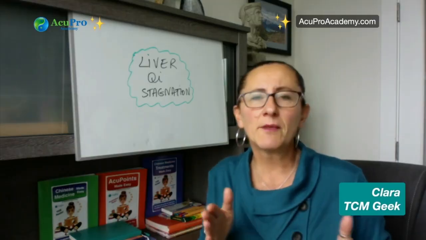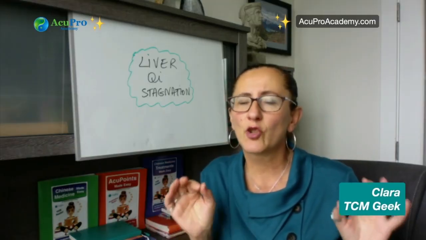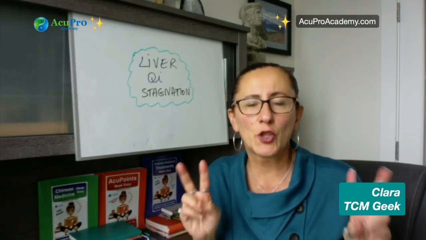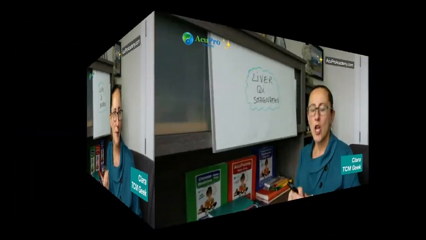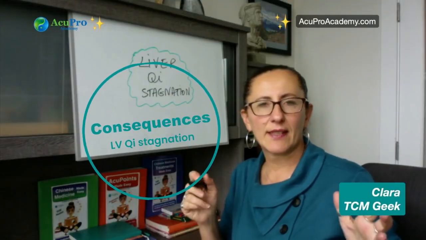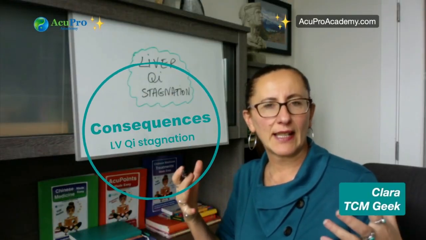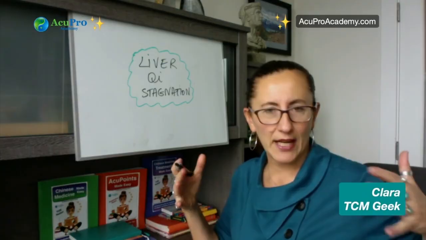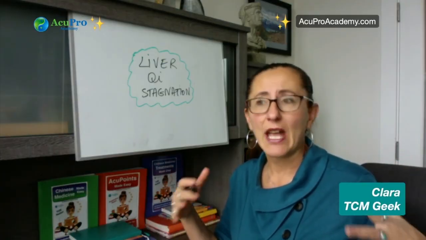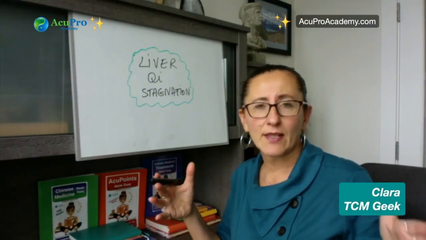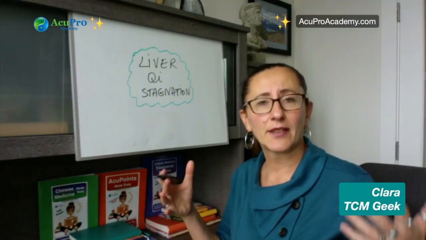So when it comes to liver qi stagnation, the root causes, stress and lack of movement, are the two main causes. I think not addressing liver qi stagnation is going to lead to more issues, and that's why it's important to address it. What are the consequences of liver qi stagnation if it's not addressed?